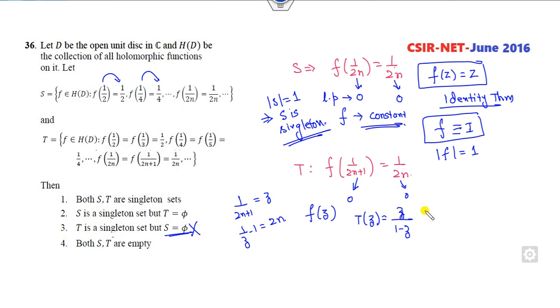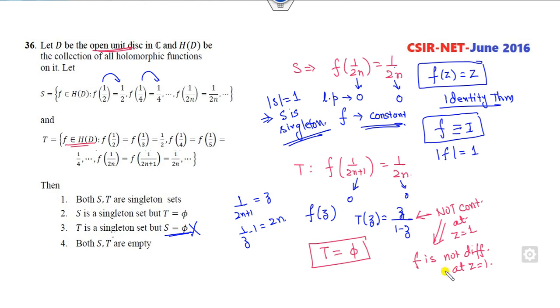Now clearly this is my unit disk. So clearly this is not continuous at z equal to 1. If it is not continuous, it means it is not differentiable at z equal to 1. So what is the meaning of that? If f is not differentiable, it is not analytic, so it means f does not belong to T. So T is empty. There is no such function such that this property will hold. So T will be phi, S is a singleton is the correct answer of this problem.